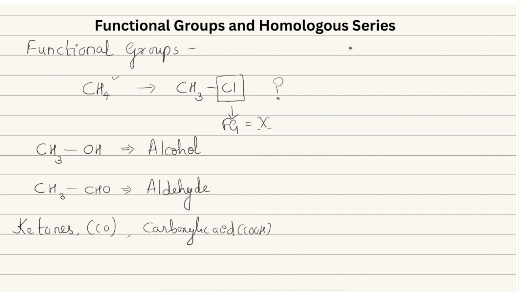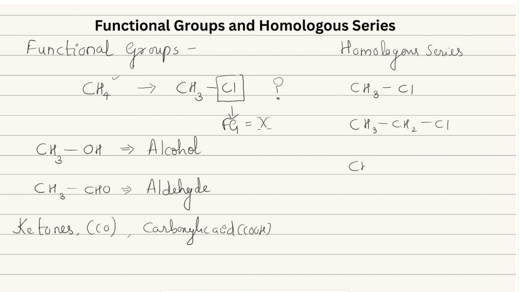Now, let's understand what are homologous series. Homologous series refers to a set of molecules which will have the same functional group. They will have similar chemical and physical properties. Let's take one example and understand this. Say I'll take the same molecule, that is chloromethane, right? To this, what I'll do is I'll introduce a CH2 group like this, right? So we call this chloroethane.